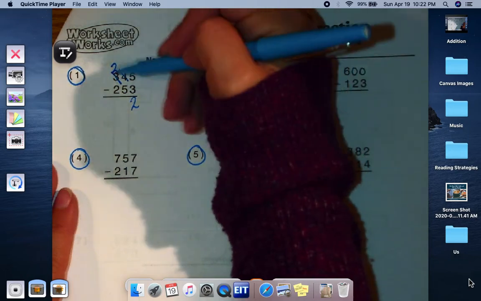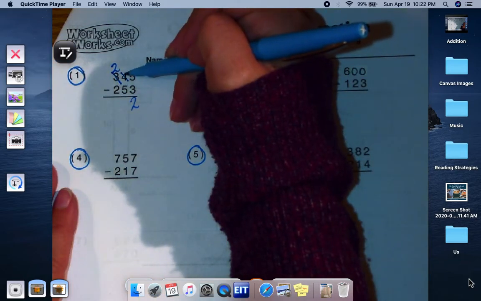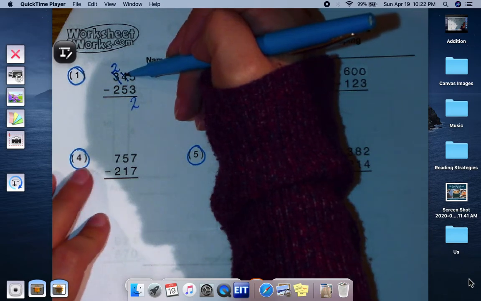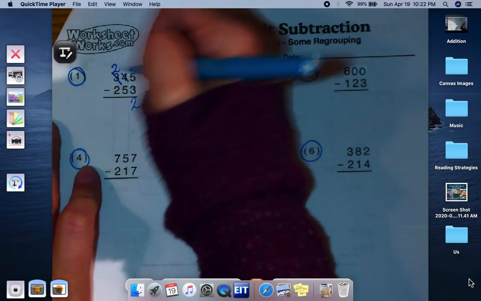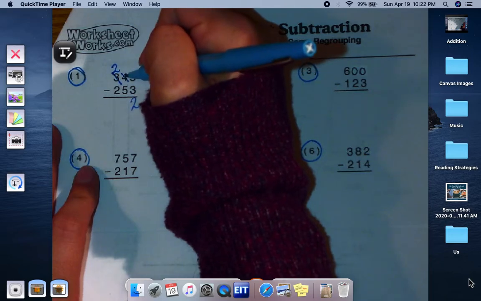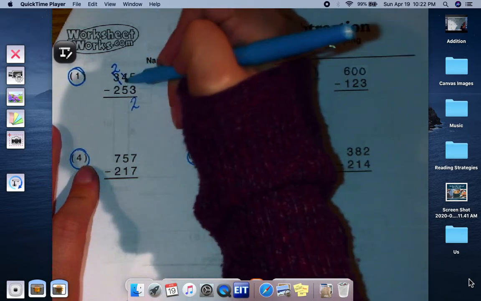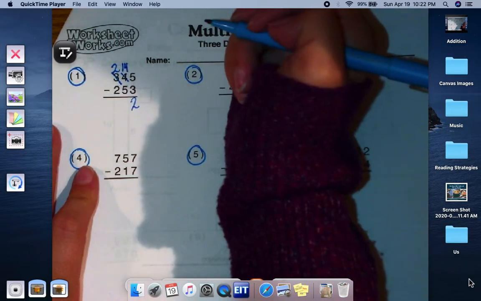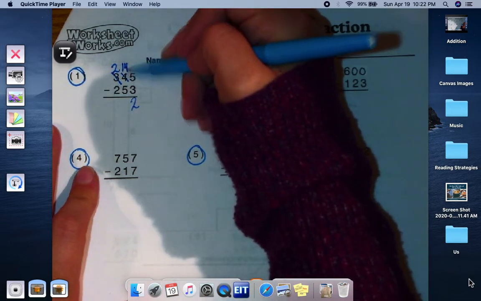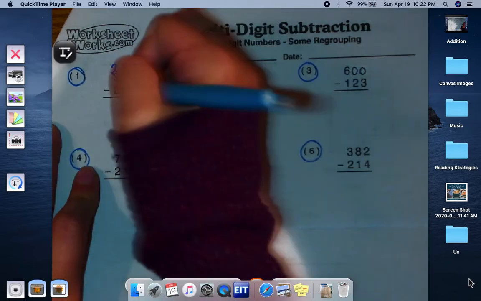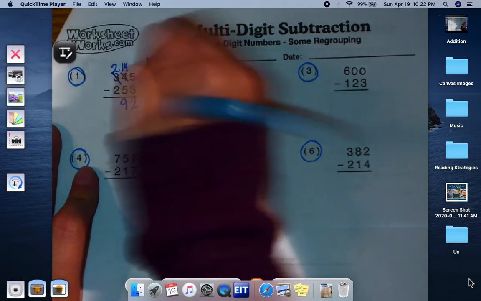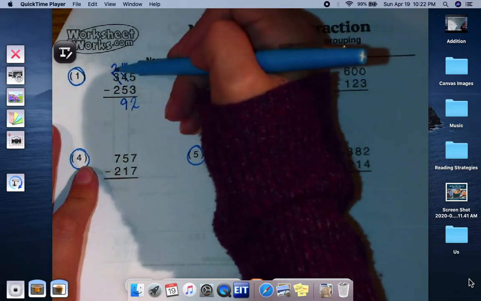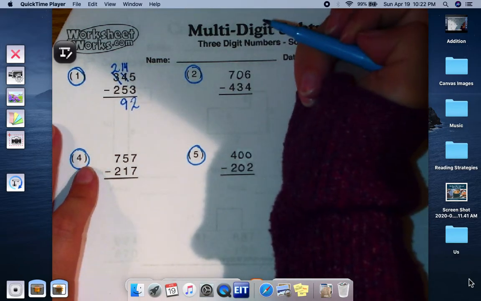I bring that 1 over to the 4, but the 1 represents 10 of something. So I'm actually pulling over a 10. 10 plus 4 is going to be 14. Now I can take 14 minus 5, and I get 9. And then 2 minus 2 is nothing, so I get the answer of 92.